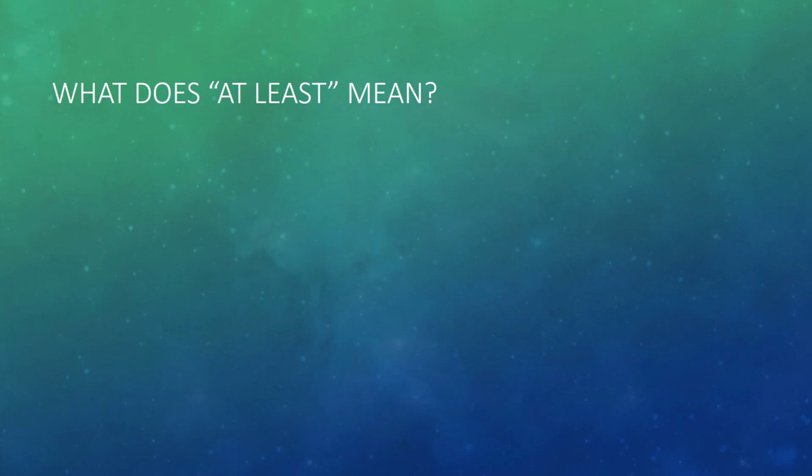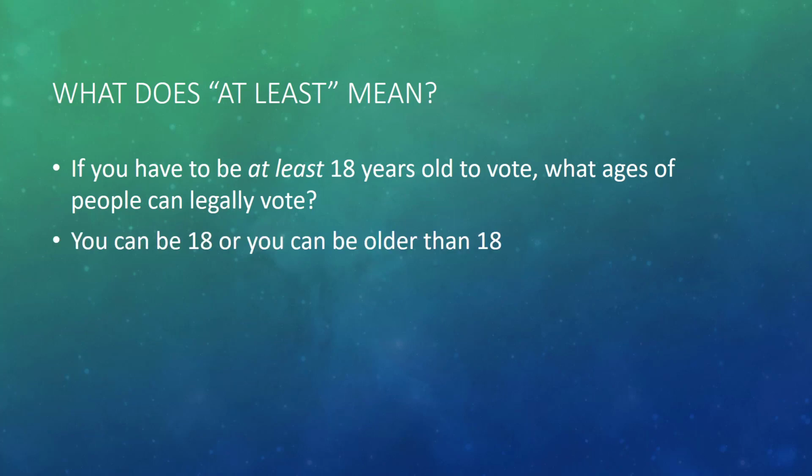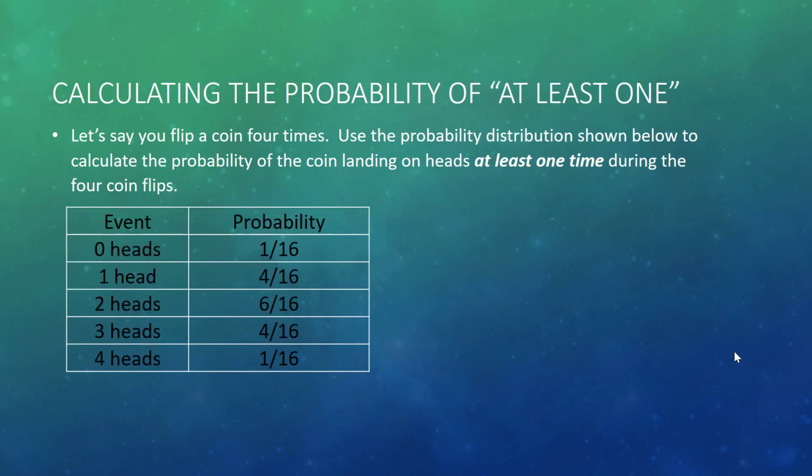What does at least mean? If you have to be at least 18 years old to vote, what ages of people can legally vote? Well, you can be 18 years old or you could be older than 18. So at least 18 means that your age has to be greater than or equal to 18.